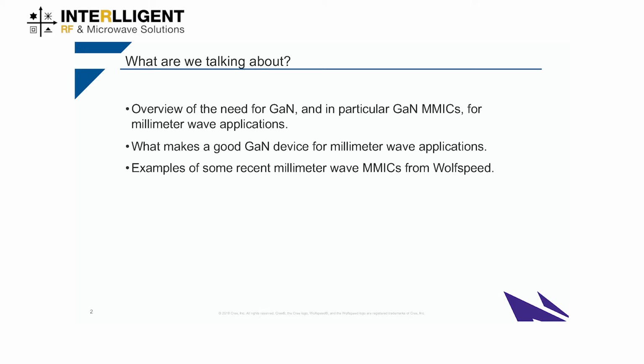Really three basic things. So why is there a need for GaN, and in particular GaN MMICs, for millimeter wave applications? What makes a good GaN device for millimeter wave applications? There's a lot of things that go into it as you're designing the actual device itself. And then I'll give a couple of examples of some recent millimeter wave MMICs that we've released.